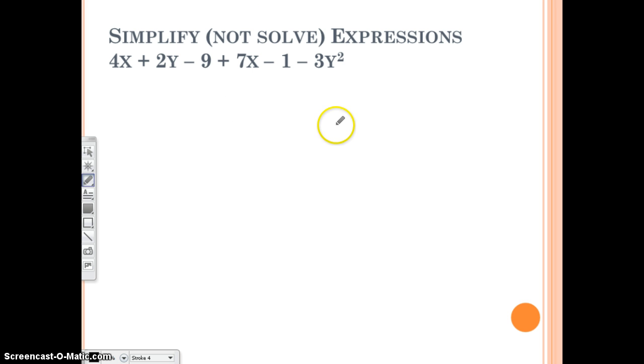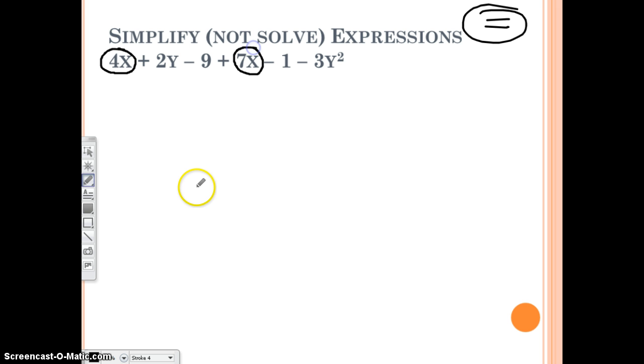Be able to simplify, not solve. Notice there are no equal signs here. We are not solving and finding out what x equals. We are only simplifying, and that means finding the like terms and combining them together. 4x plus 7x is 11x. Do we have anything for the y to combine to? No. Y squared is not the same thing as y. So we have taken care of that one.